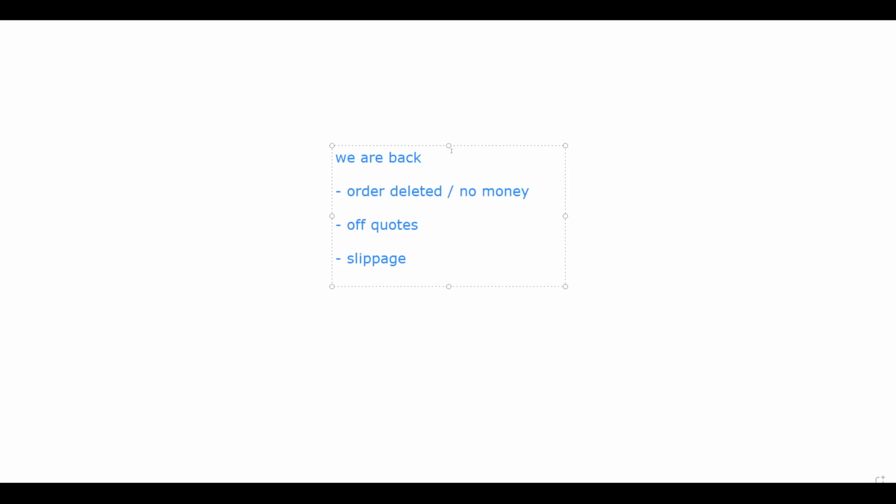Orders deleted, no money simply means that the lot size that you've used is huge. Therefore, you need to reduce your lot size, or the leverage that you've chosen is small, so you need to increase your leverage. Or the account type that you're using is not suitable for the amount of money that you have.